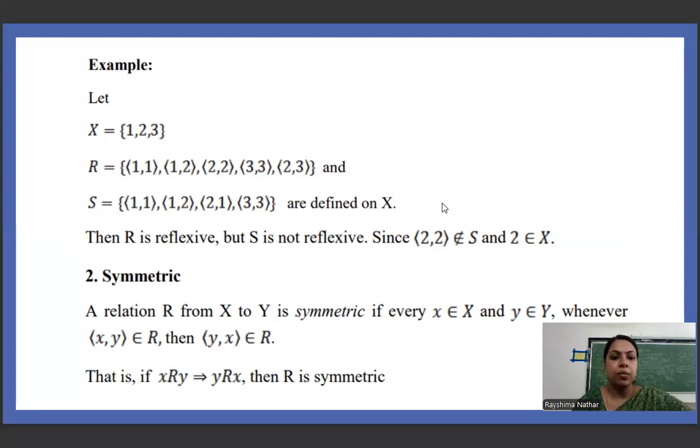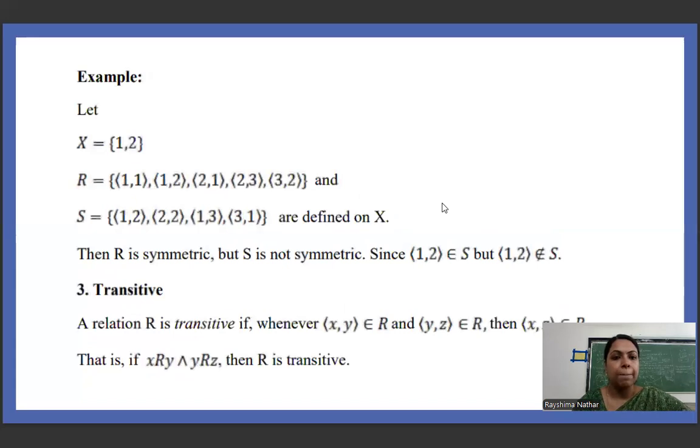Next is symmetric property. A relation R from X to Y is symmetric whenever (x, y) belongs to R, then (y, x) should belong to R. That is, x R y implies y R x. Then R is symmetric.